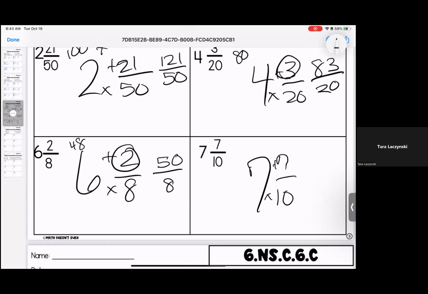7 and 7/10. Multiply and add. 7 times 10 is 70. Add 7 is 77 over 10 is our final.